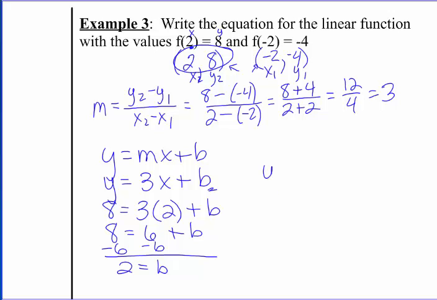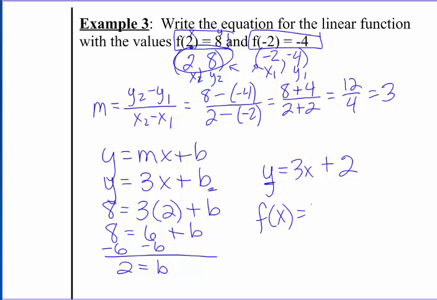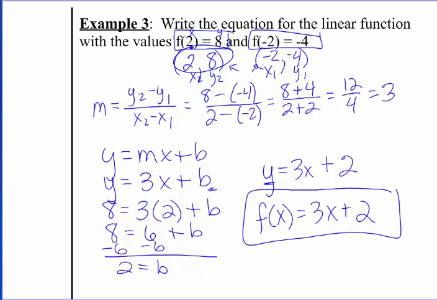So we could write our equation, y equals 3x plus 2. Now, this is not our final equation. This is a case where we have to use function notation. The problem started in function notation using f of 2 equal to 8 and f of negative 2 equal to negative 4. Since it started in function notation, we want to end in function notation. So you're going to change your y value to f of x. Everything else stays the same. That is your final answer.